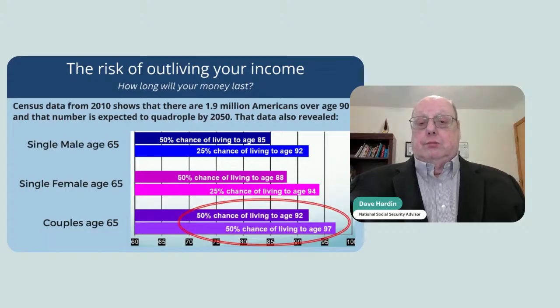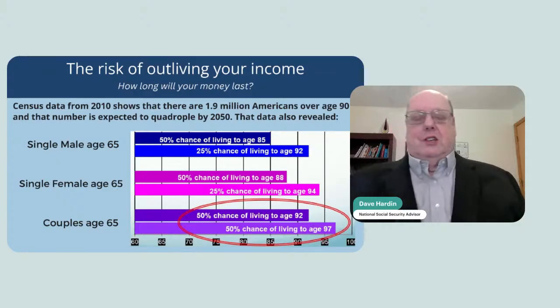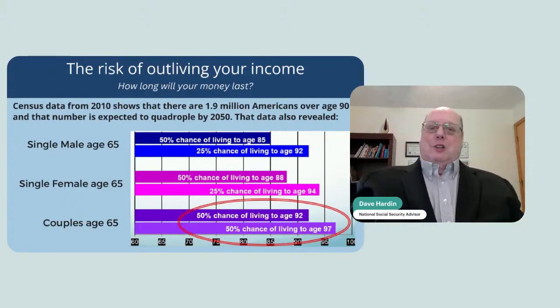And if you're a couple, two people who love one another, statistics really get interesting here. The male has a 50% chance now of living to 92, and the female, a 50% chance of living to 97. This is census data. Now, I cannot tell you how many people I sit down with and think, oh, I'm not going to live that long. I don't want to live that long. I heard this recently, a client that said, I don't want to live that long, Dave.